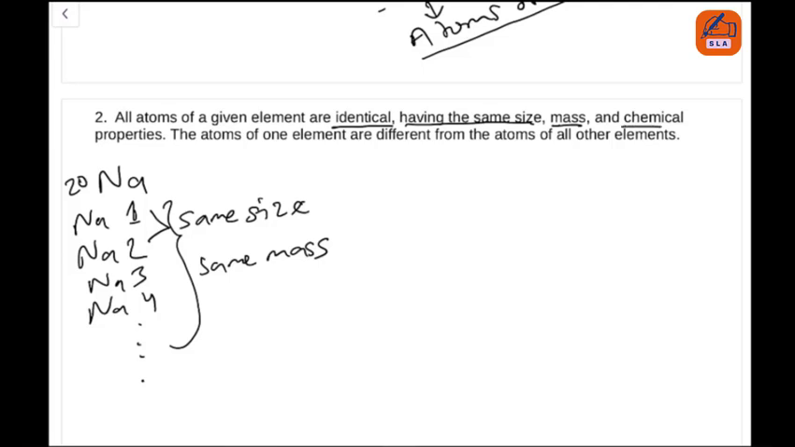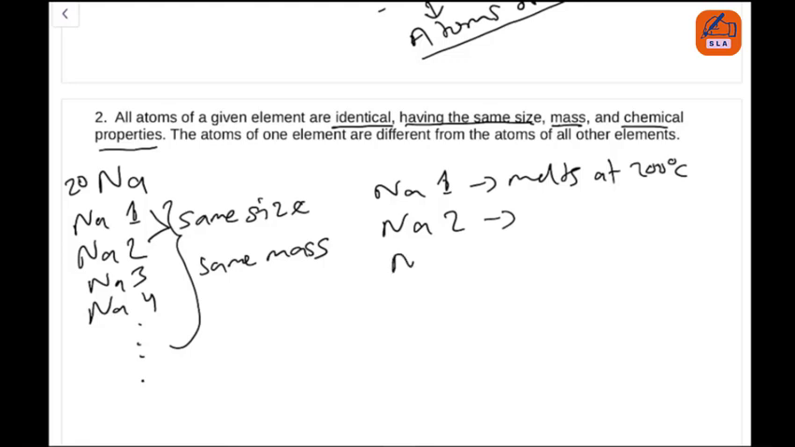And lastly, they'll have the same chemical properties. So, for example, if this sodium atom number 1, let's say it melts at 200 degrees Celsius, then the same property will be for sodium atom number 2. They will all melt at 200 degrees Celsius. And atoms do not melt, but if they were to melt, then they will all melt at the same temperature. So they'll have the same chemical properties.